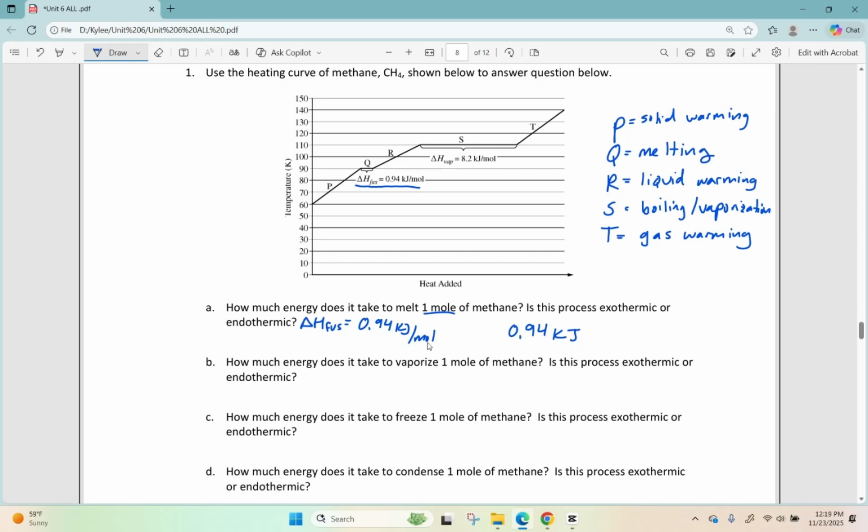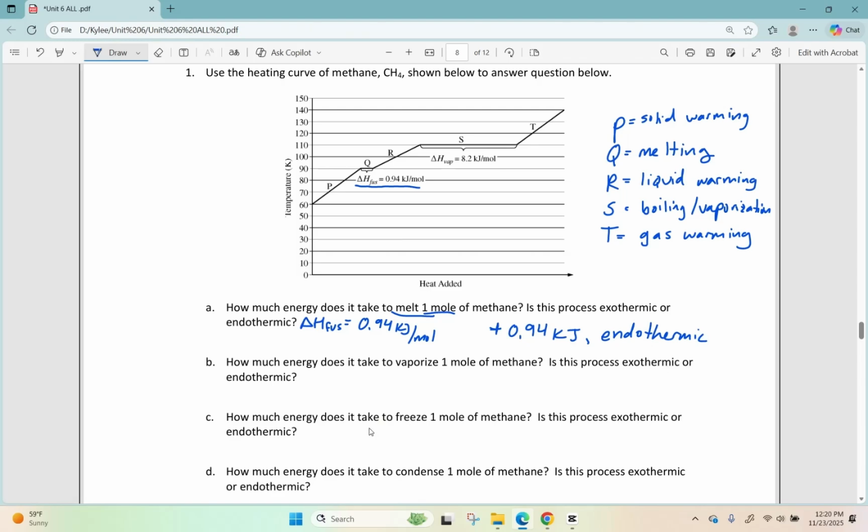Now, because this is for melting, that means energy is going to be going into the system. This is going to be a positive 0.94 kilojoules, and that means that this is an endothermic process because I'm putting energy into the system.